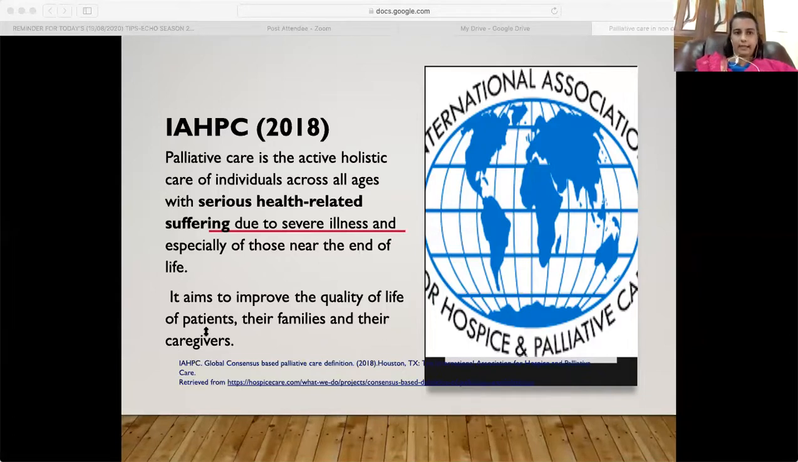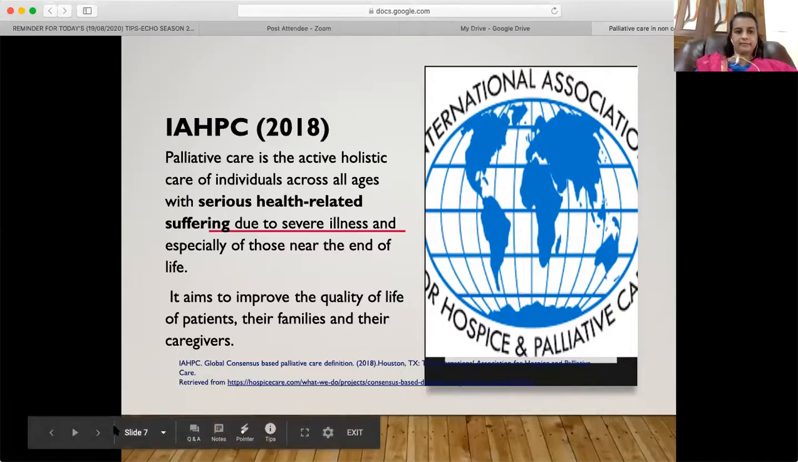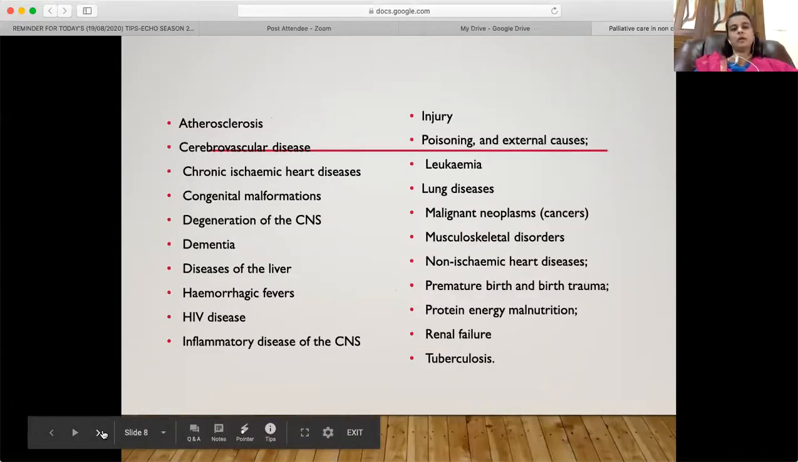IHPC has coined a new definition. They redefined palliative care in terms of serious health-related suffering, and they've expanded it to cover more conditions. The specialty will now cater to patients and caregivers of those who have serious health-related suffering. And this definition has now been accepted by consensus by most palliative care practicing physicians. So which are all those conditions?